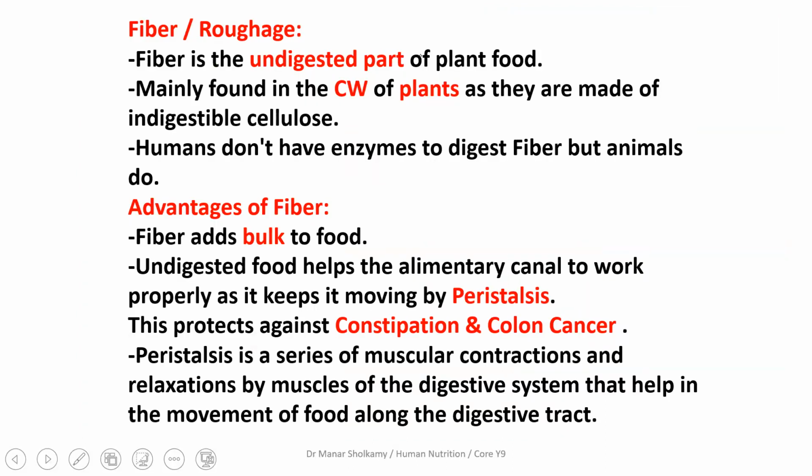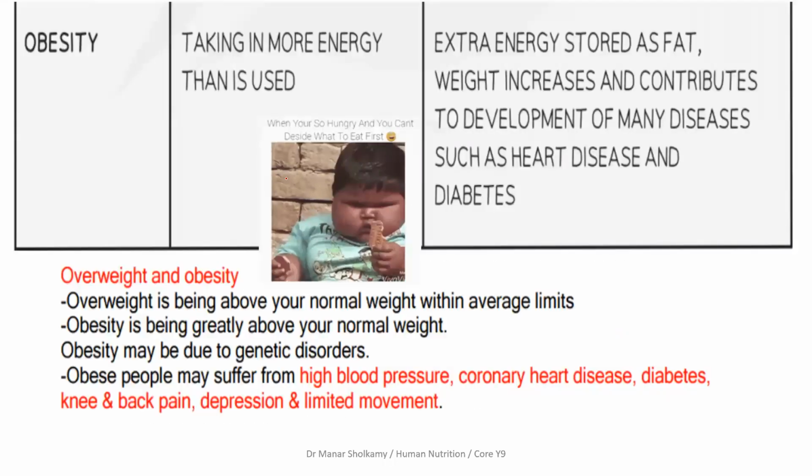We're done with fiber. Fiber adds bulk to food, it prevents constipation, and it also prevents colon cancer. That is why fiber is very important. Okay, we did talk about obesity, I think. This child is obese, and this is so dangerous for a child.